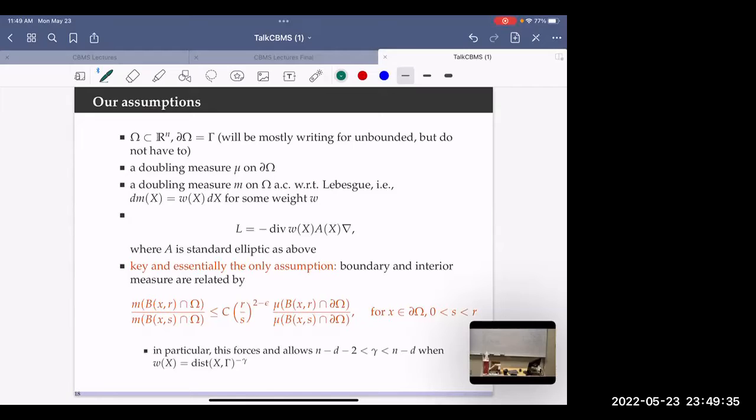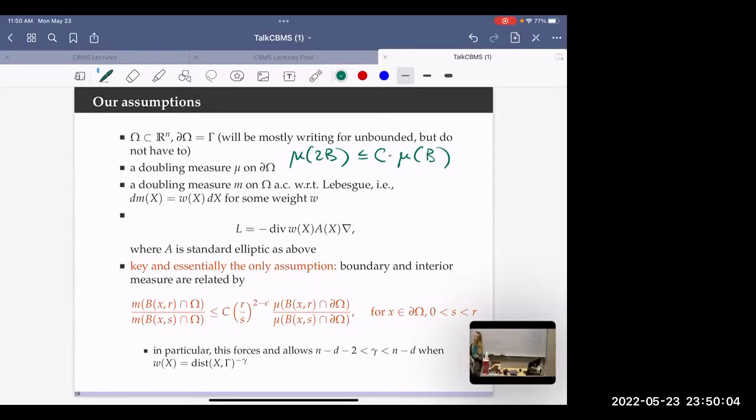Can you repeat what a doubling measure is? A doubling measure just means that if you take twice the ball, it's uniformly controlled. So for example, mu of 2B, twice the ball, is bounded by a constant times the measure of the ball, and the constant is uniform. It means that if you took twice the radius, the measure didn't grow in order. And same for any ball.